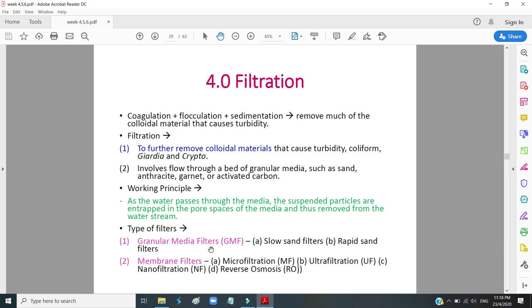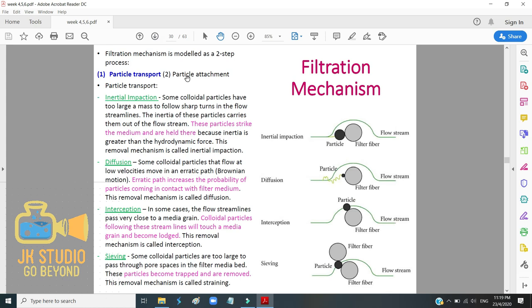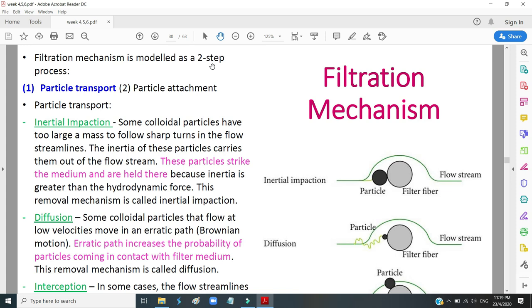There are two types of filter. The first type is the granular media filter: a slow sand filter, and also a rapid sand filter. The other type is the membrane filter. A, which is microfiltration. B, ultrafiltration. C, nanofiltration. And D, reverse osmosis. We always hear this in Singapore. So the filtration mechanism is modeled as a two-step process. First, particle transport.